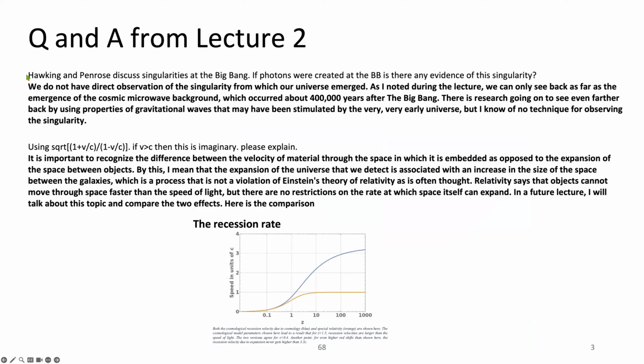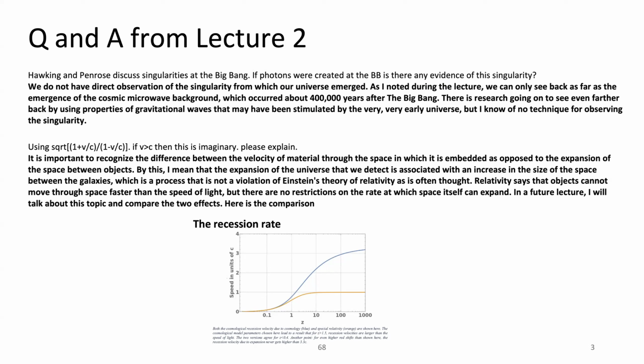Here we are. Hawking and Penrose discuss a singularity at the Big Bang, that is, that there was a beginning for the universe. The question relates to, is there any evidence of the singularity? The answer is no. The oldest light we can see is the cosmic microwave background, and that dates to 380,000 years after the beginning of our observable universe.